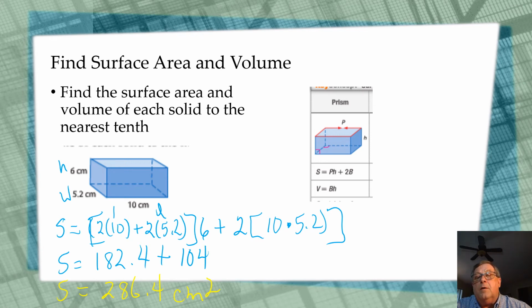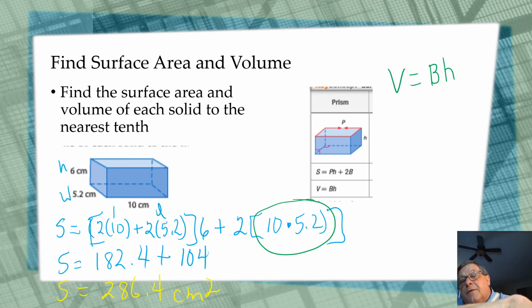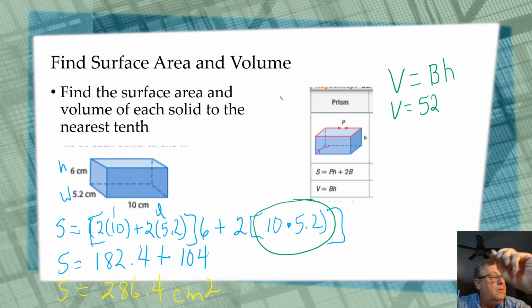That would be the surface area. Now how about the volume? Well, the volume is equal to the area of the base times the height. Now we determined that the area of the base right here was 52. So the volume is equal to 52 times the height, which is 6. And that should give us the volume.